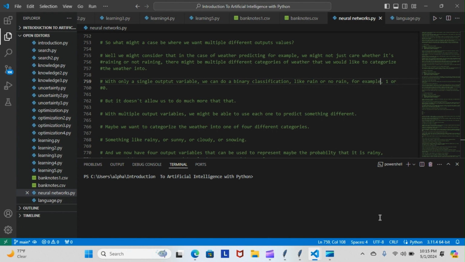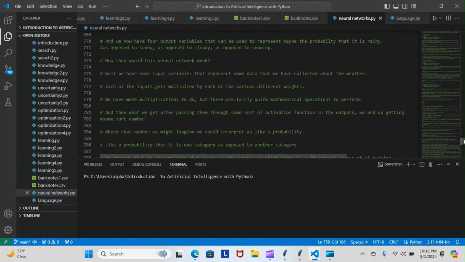With only a single output variable, we can do a binary classification, like rain or no rain, for example, 1 or 0. But it doesn't allow us to do much more than that. With multiple output variables, we might be able to use each one to predict something different. Maybe we want to categorize the weather into four different categories, something like raining or sunny or cloudy or snowy. And we now have four output variables that can be used to represent maybe the probability that it is raining, as opposed to sunny, as opposed to cloudy, as opposed to snowy.